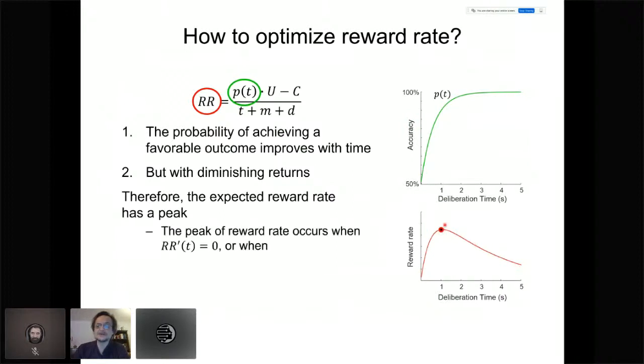So there's going to be some peak in this function, which is going to happen when the derivative of this is zero and when the second derivative is negative. So now you can use that to calculate the probability at which you should decide. And that turns out to be the following equation.